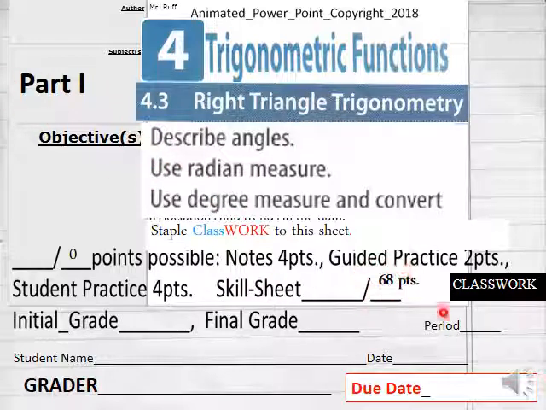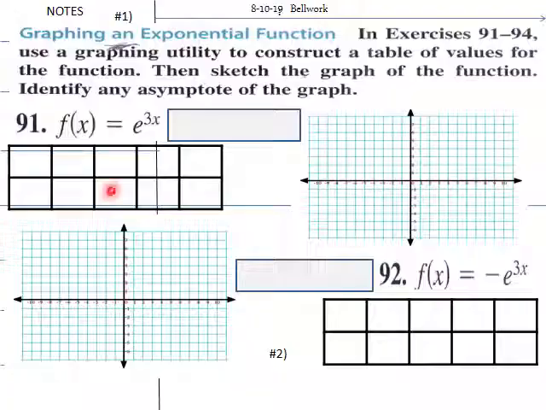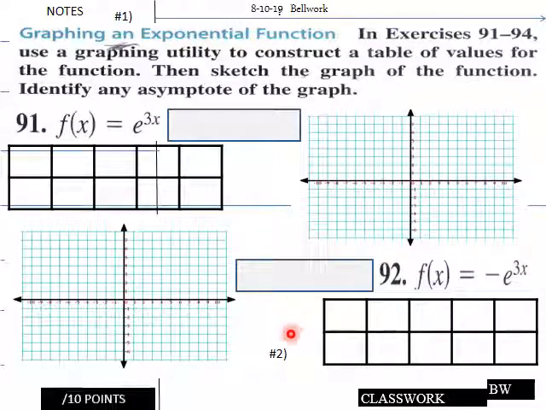We've got 68 points of classwork to do today, and no points for your notebook taking on this part of the lesson. Teachers, we're going to start out with your bell work today.